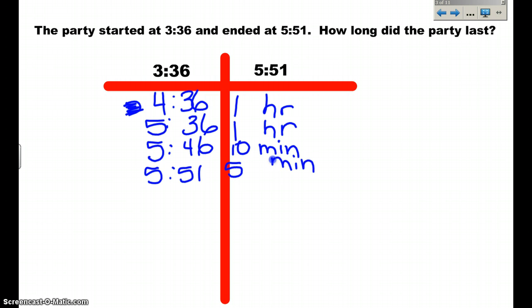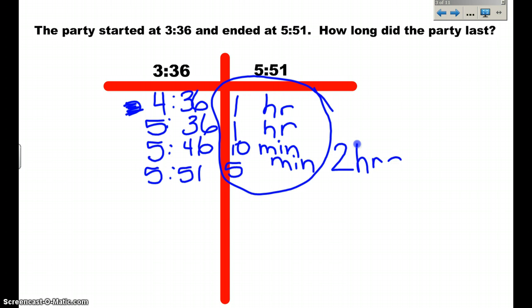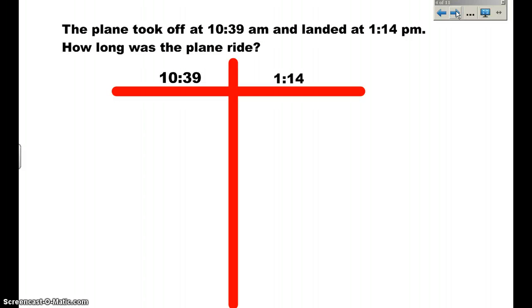Okay, so now all I have to do is take everything in this column, add it up, and that will be my elapsed time. So I've got 2 hours and 15 minutes. So the question, how long did the party last? The party lasted 2 hours and 15 minutes. Okay, now that we have our elapsed time, let's move on to a next problem.